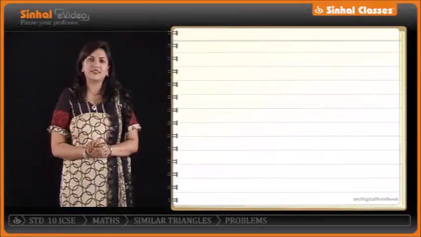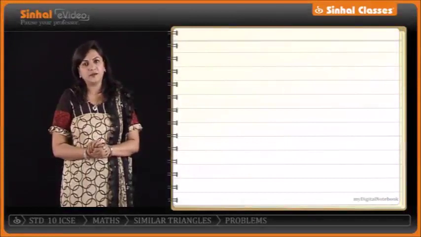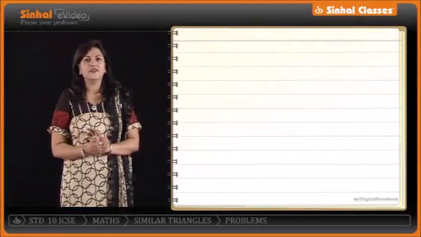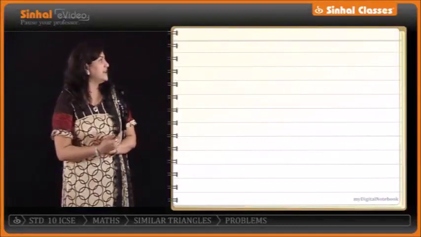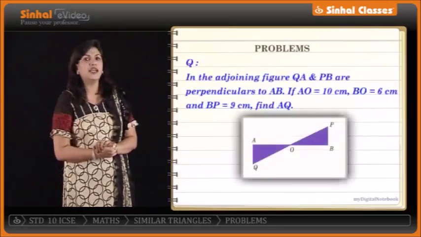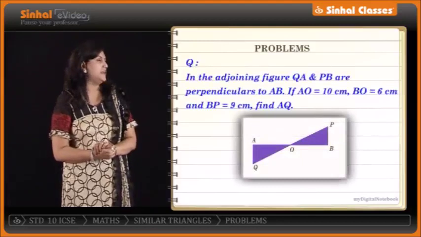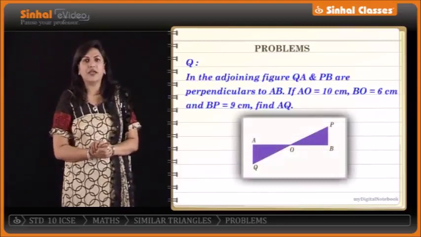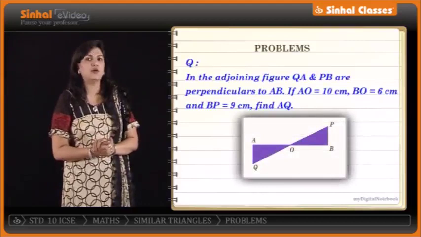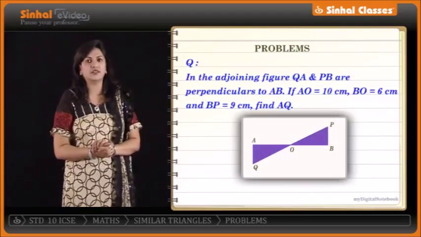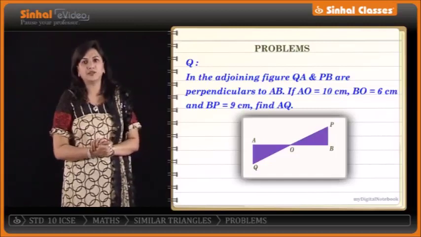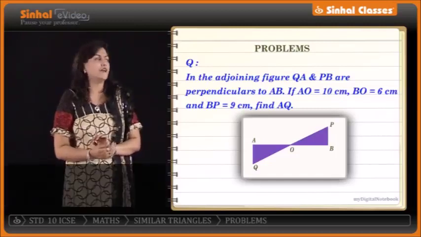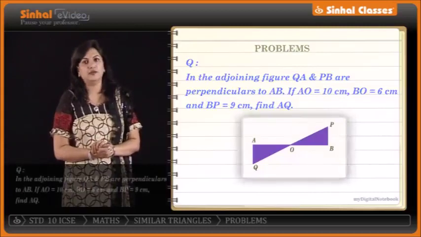Now, keeping all this in mind, let's start with the problems based on this topic. We start with the first one, which is quite a simple one. In the adjoining figure, QA and PB are perpendiculars to AB. If AO is equal to 10 centimeter, BO is equal to 6 centimeter and BP is equal to 9 centimeter, find the length of AQ.